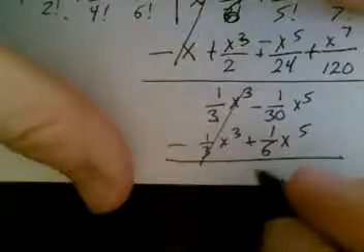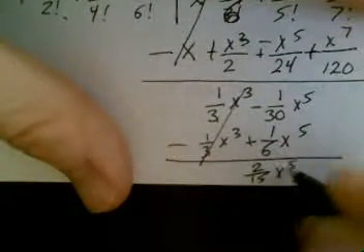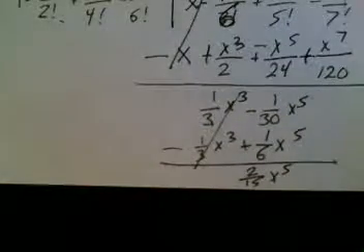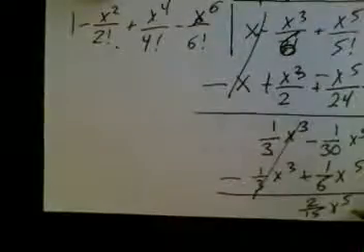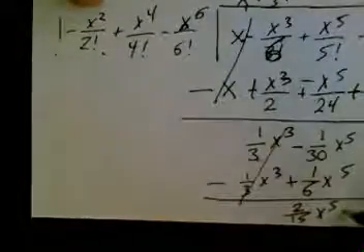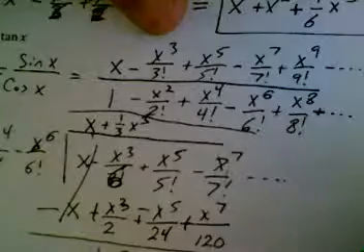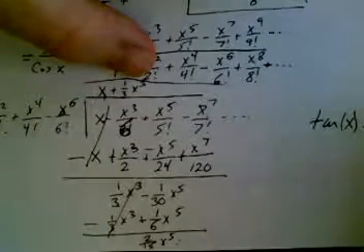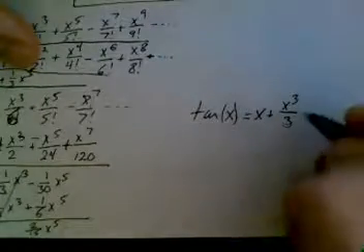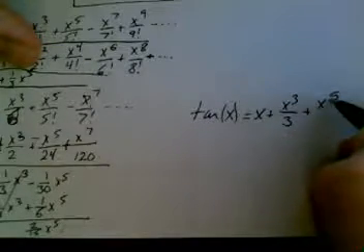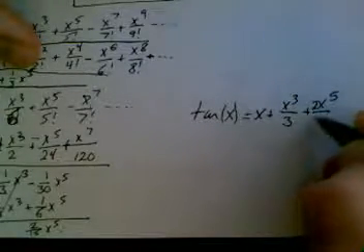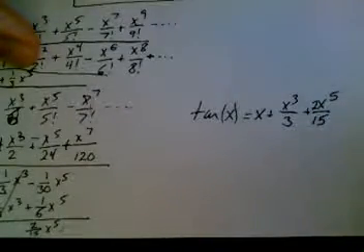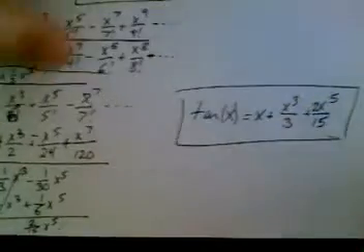Add these pieces, I'm actually going to get a 2/15 x to the 5th, which is actually going to be our next term, right? Again, what do I multiply this by in order to cancel that term out? And that's what it's going to be. So this tangent of x, in terms of the first three terms, is equal to x plus x to the power of 3 over 3 plus 2x to the power of 5 divided by 15. Okay? And that's it. That's my end result.